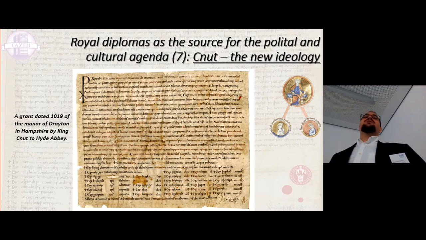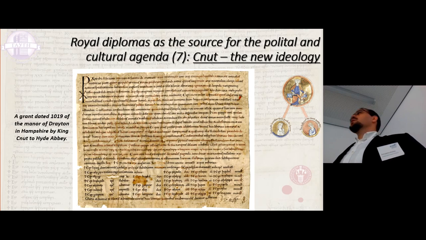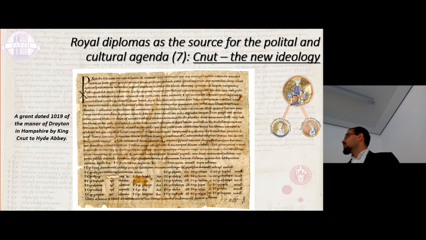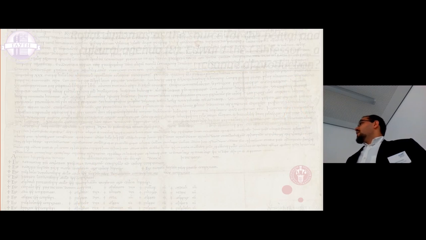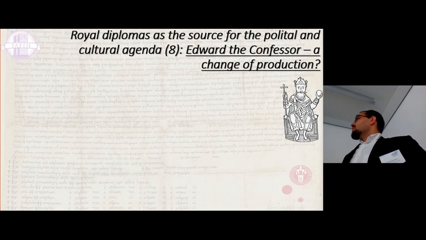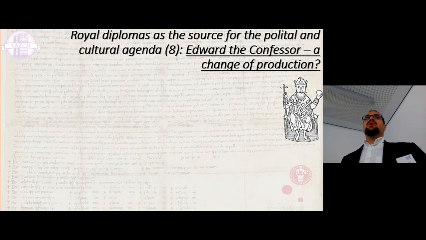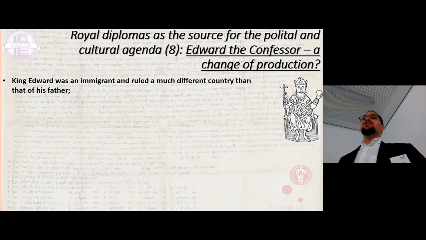and we can see that he fully assumed the position of an English monarch. And finally, we've got Edward the Confessor. Edward had allegedly 66 charters issued. The majority of them are forgeries, later forgeries. Instead, we have a huge number of writs, which were a very different type of document.